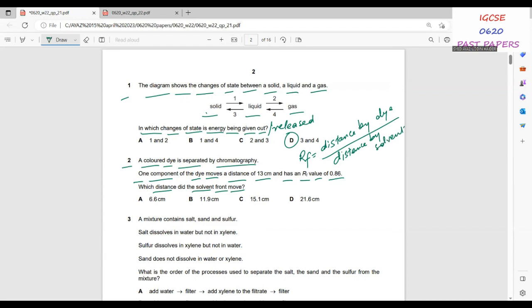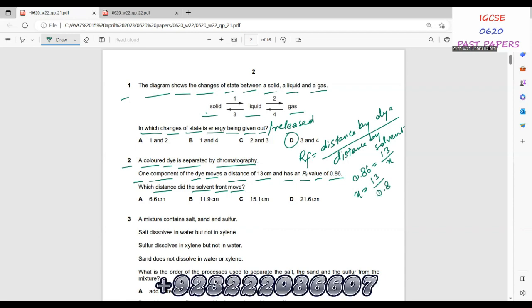Let's place the values. RF value is given, it's 0.86, and the distance covered by dye is also given, 13. We need to calculate the distance covered by the solvent. Let's consider this as x. So x is equal to 13 divided by 0.86. So the answer will be 15.11. C will be the correct answer for this question.